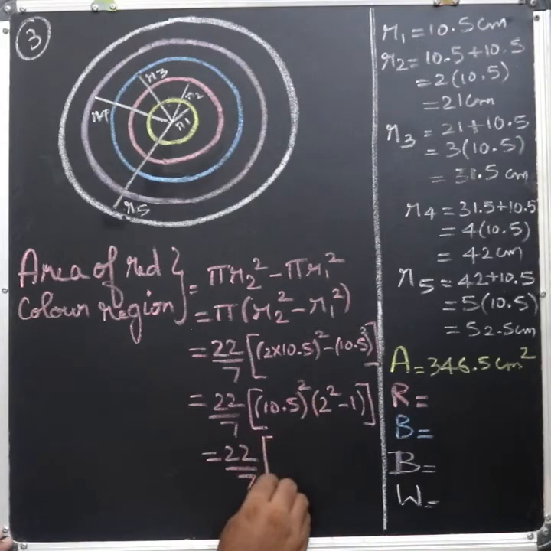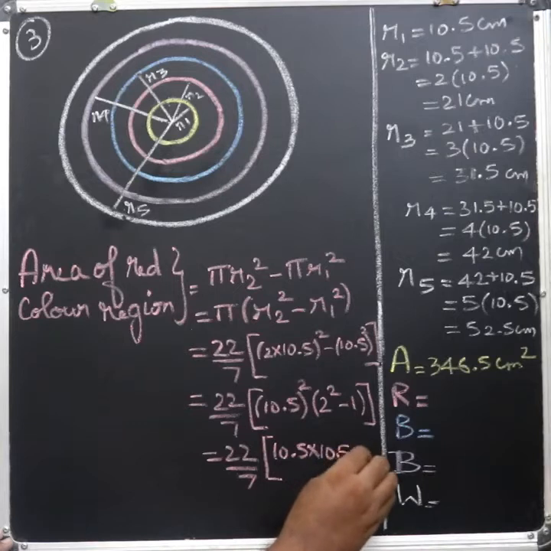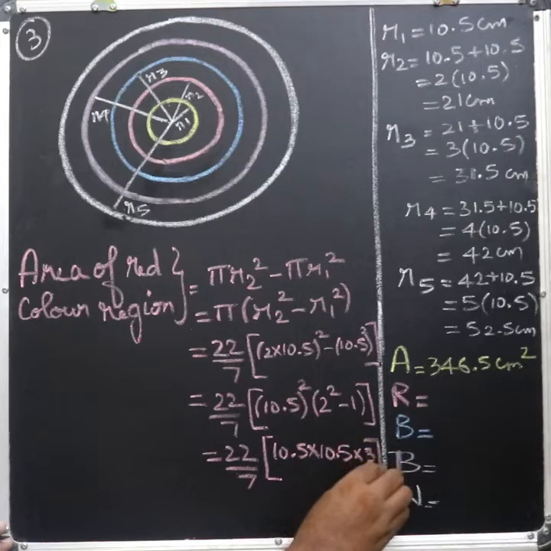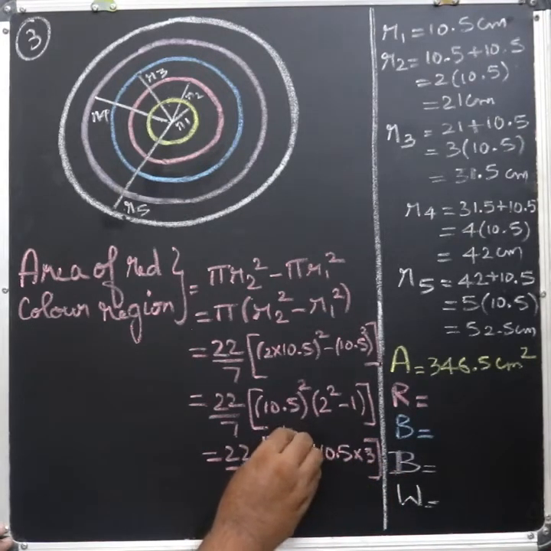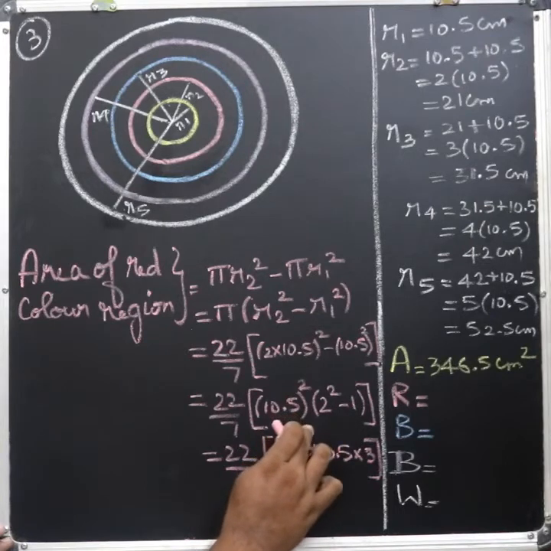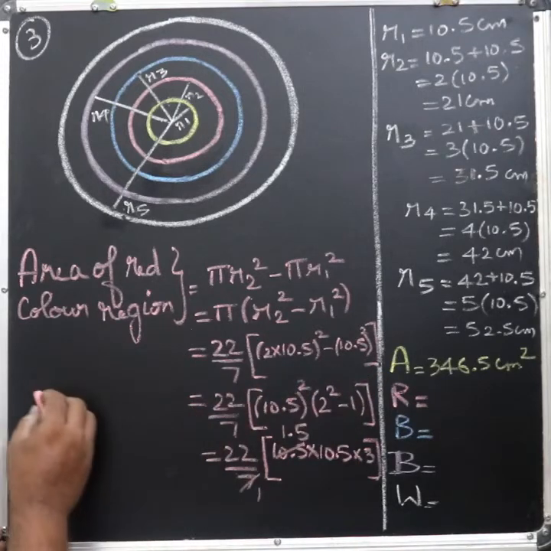So 10.5 into 10.5 into 2 squared is 4. 4 minus 1 is 3. Now when you cancel one time, this is 1.5 times. Already we calculated this for the gold region. 1.5 into 10.5 into 22, we got 346.5.